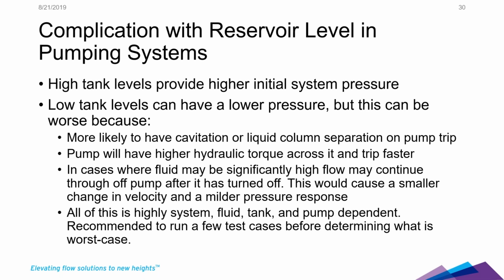In cases where the fluid level may be significantly high, you can actually have fluid continue to flow through the pump after the pump's tripped, and that depends heavily on your system. You can have a reservoir level high enough, tank level, maybe reservoir is not the right word, because most reservoirs probably don't have too much of a level change. But when your pump trips, you have a high reservoir level, you can have continuous flow through your pump. What does that continuous flow mean? That means you have smaller velocity change, you have a milder pressure response, okay? And so keep that in mind. All of this is heavily dependent on your system, your fluid, your tank, and pump, okay? So definitely run a couple test cases before determining what is your worst case.